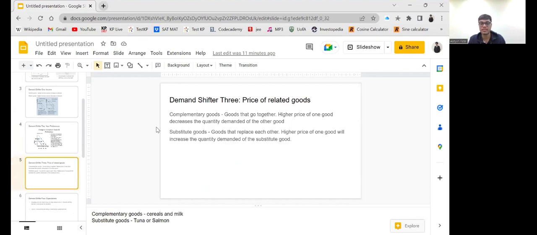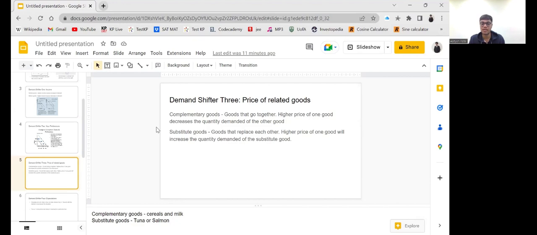Demand shifter 3 is basically price of related goods. There are two types of goods, complementary and substitute. Complementary goods are basically goods that are dependent on each other. Let's say cereals and milk. Let's say the price of milk increases, people will tend to buy less milk, and therefore people will tend to buy less cereal because without milk you can't eat cereal.